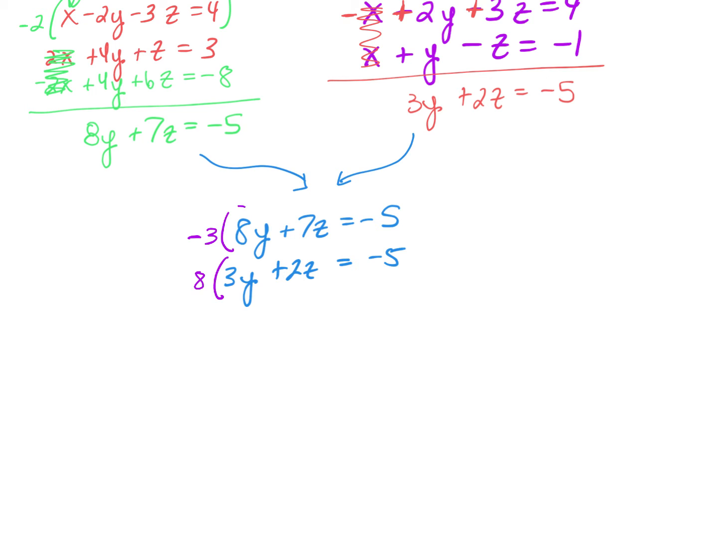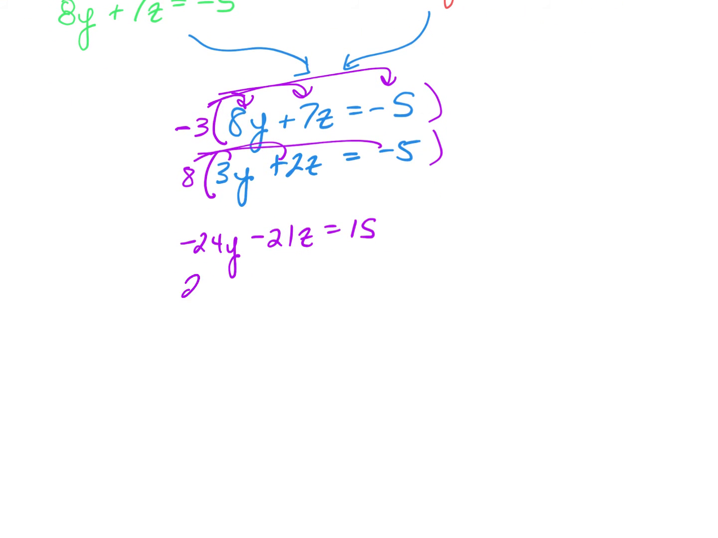Okay, so let's go through and do that all the way through, every single thing on either side of your equal sign. So I have -24y minus 21z equals 15. So now I take my 8, do the same thing. So 8 times 3 is positive 24y. 8 times 2 is plus 16z equals 8 times -5 is -40. So my -24y, positive 24y cancel out.